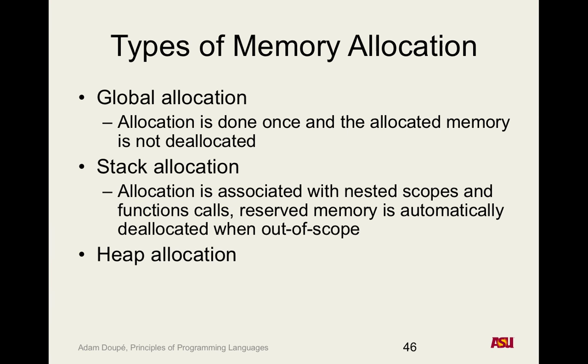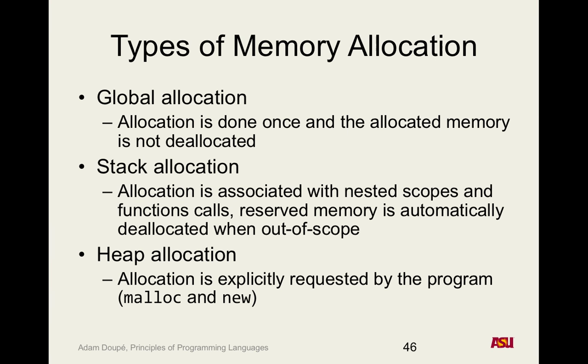Okay, the third one is heap allocation. This would be something that you're all very familiar with. This is when allocation is explicitly requested by the program, or more specifically the programmer, right? So this is using functions like malloc or new. You're requesting, hey, I want to create a new location. Create that new location and give me back the address to it so that I can use it.